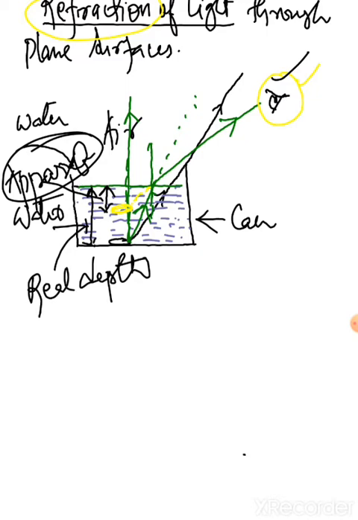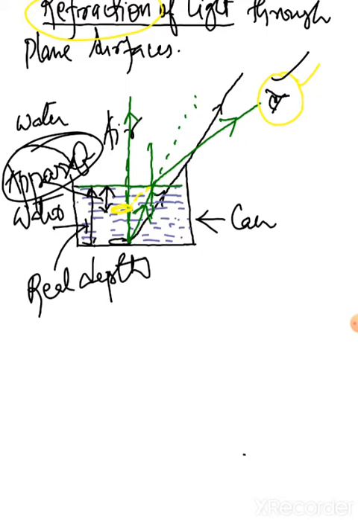You can see this figure in your book also, in the unit C of the chapter. So real depth and apparent depth. Whenever you are trying to see some objects under the water, that object which is at the bottom seems to be raised up. So the raised up height we call the apparent depth.